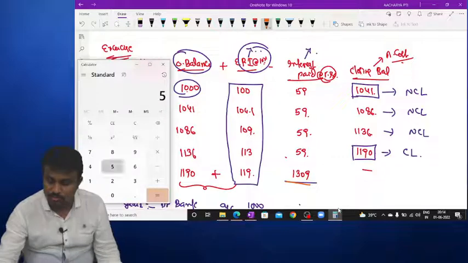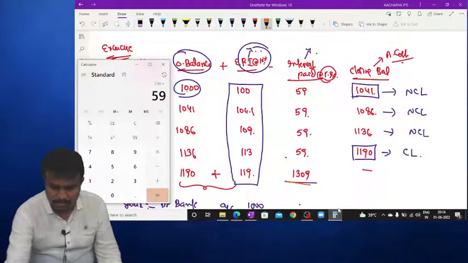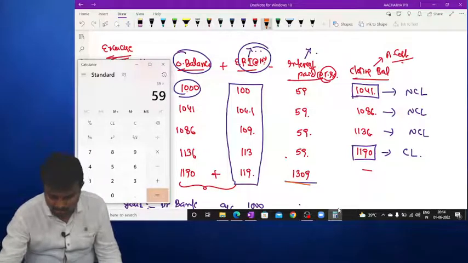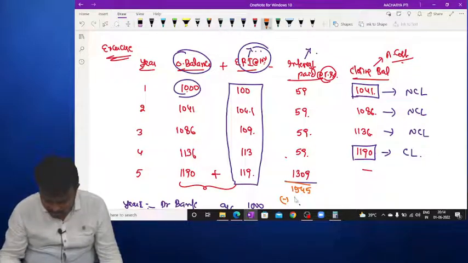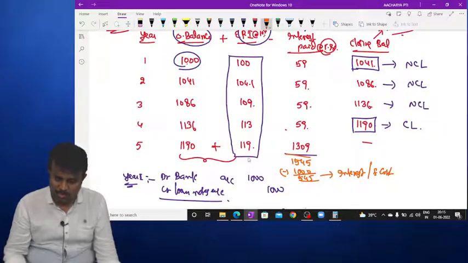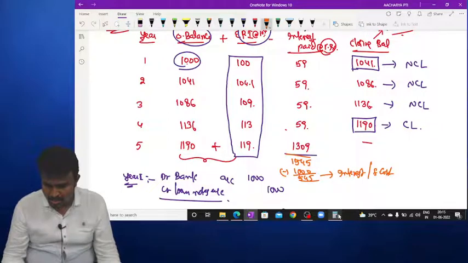So what is the total amount we paid? 59 plus 59 plus 59 plus 59, sorry, 59 into 4, plus 1309 equals 1545. Then what is the total? Initial amount 1000. Then 545 is the interest, which we also call finance cost.